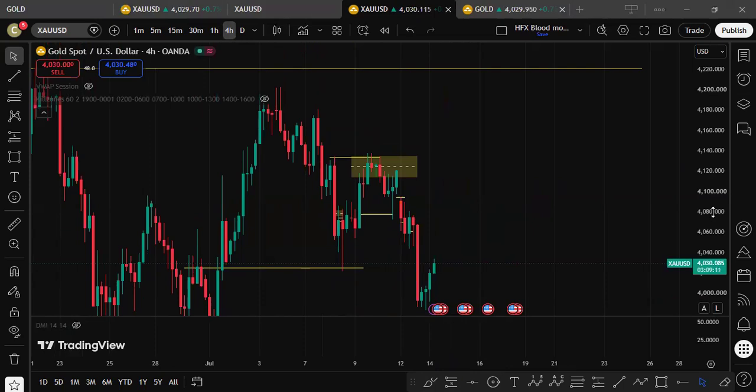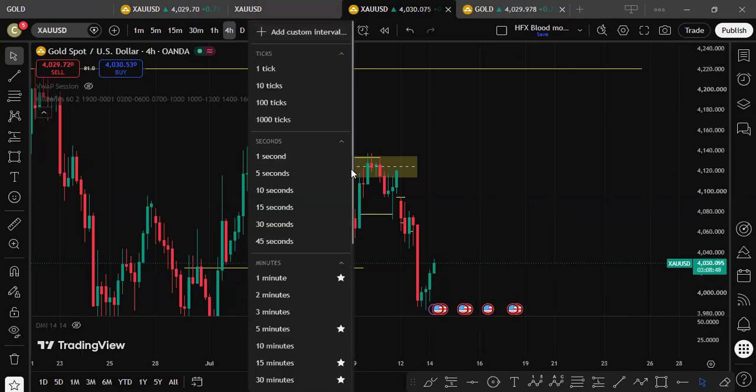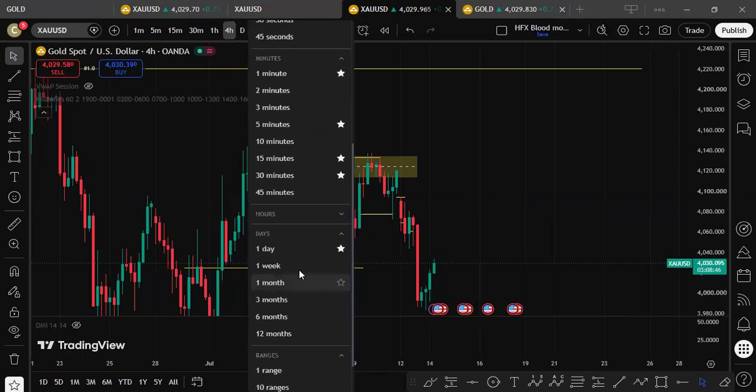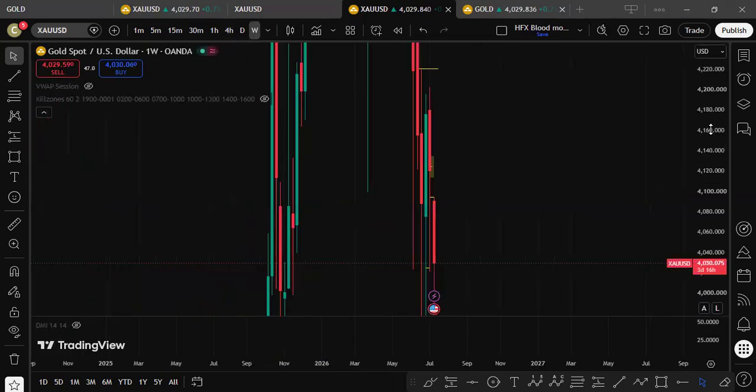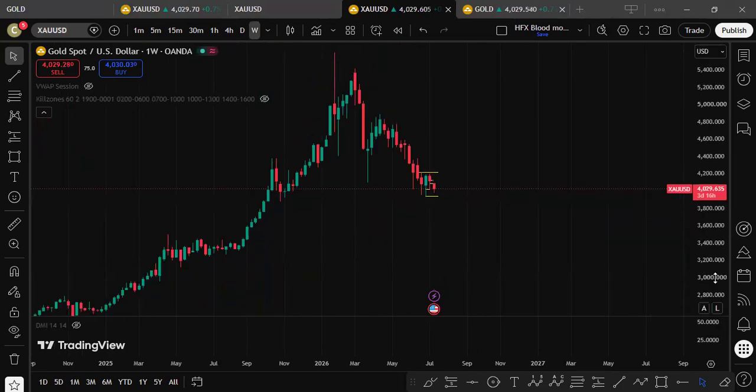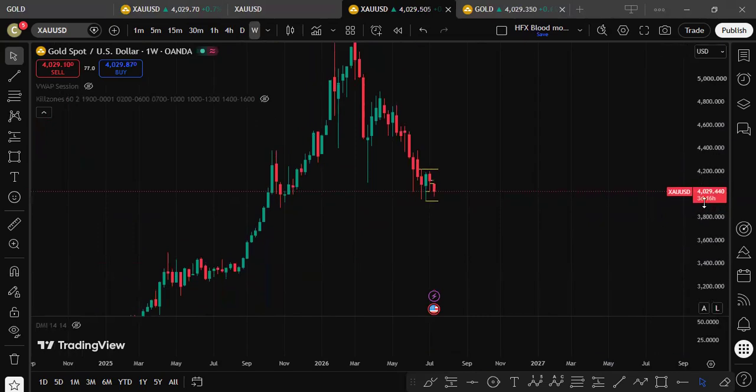So I went through several analyses, several blog posts, even Al Brooks. I don't know if you know him, one of these old Asian traders. I read his blog posts, and something that gave me hope was that on the weekly time frame, gold is squeezing. There is a squeeze on the weekly time frame.